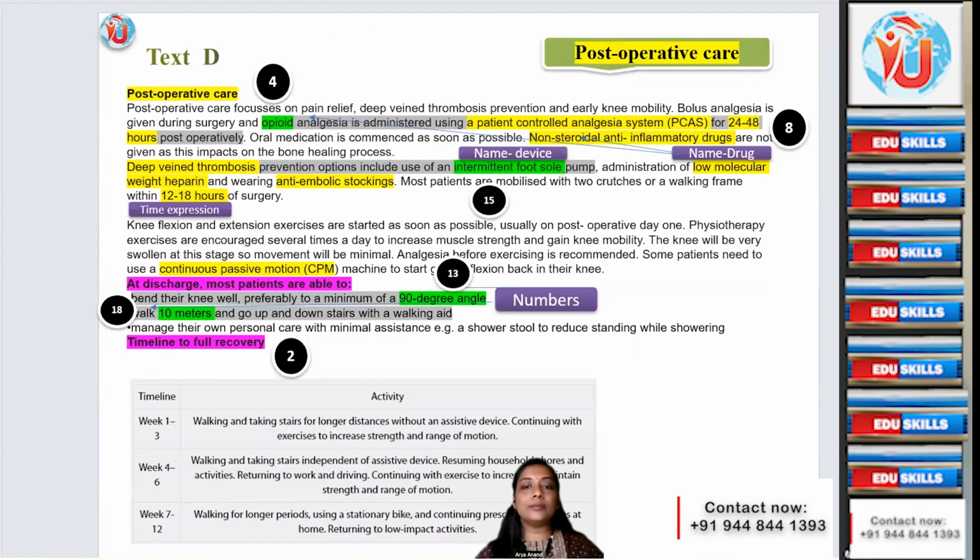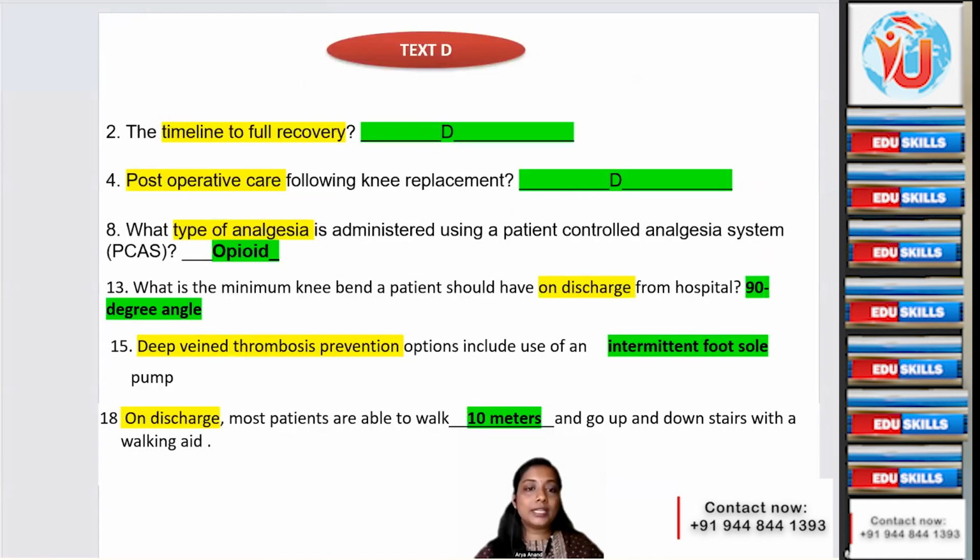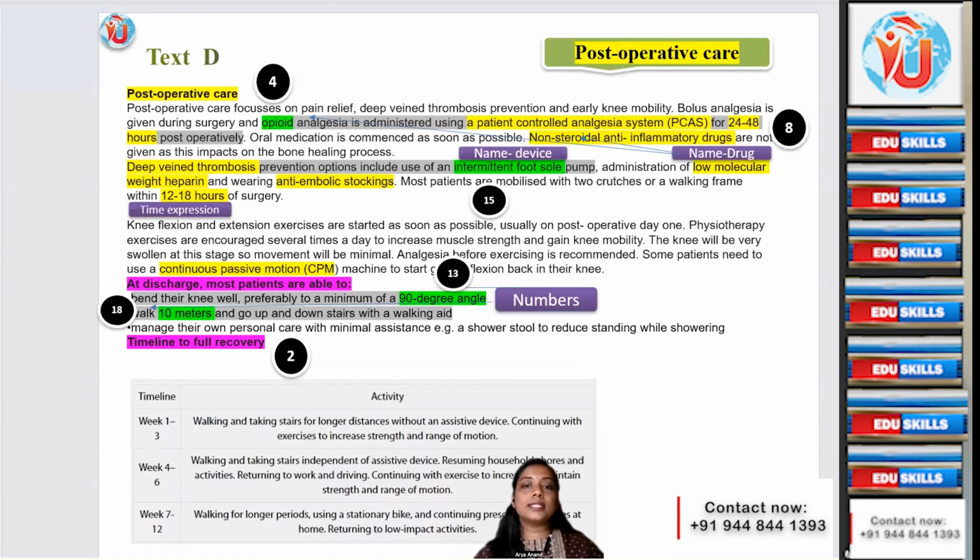Then move on to next. Deep vein thrombosis. Deep vein thrombosis prevention options include use of a dash pump. So name of some pump, right? Intermittent foot sole pump. Yes, intermittent foot sole. You have to see the spelling and write.